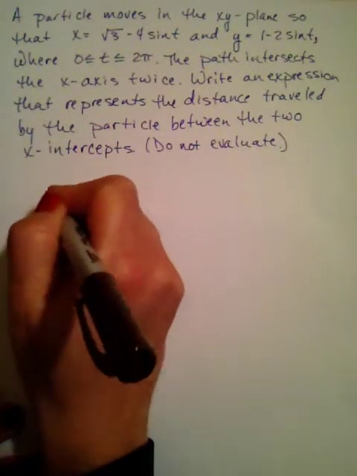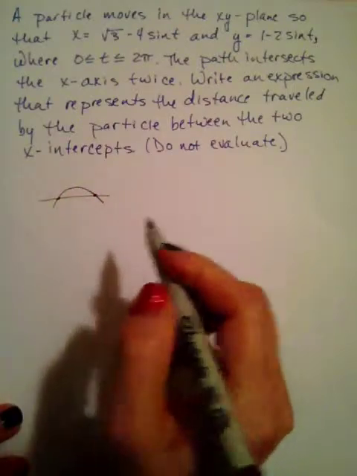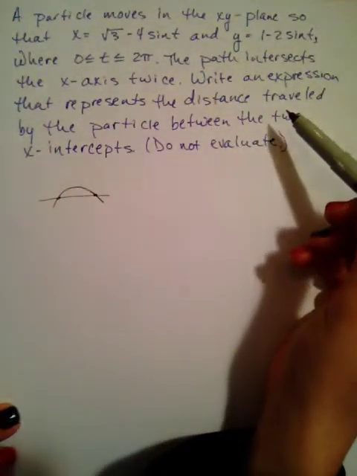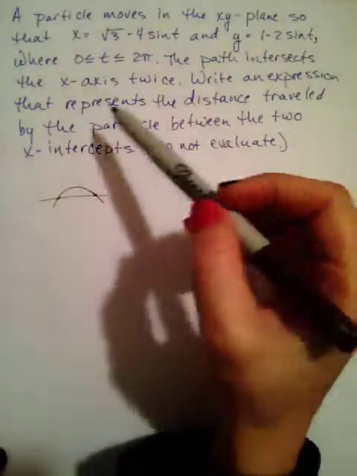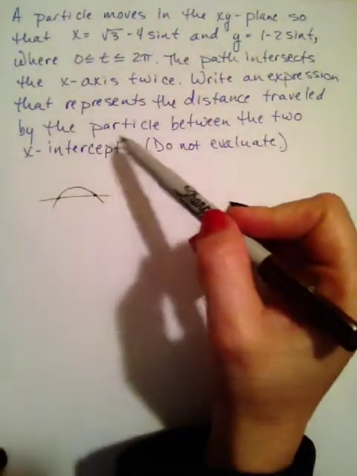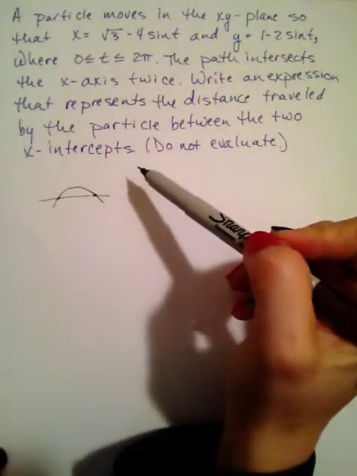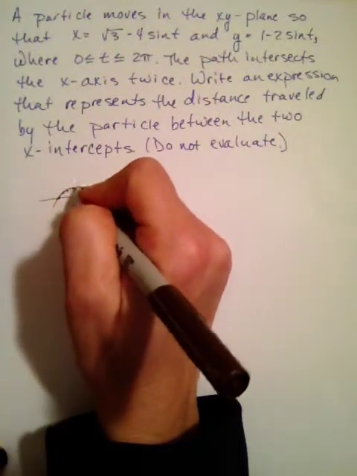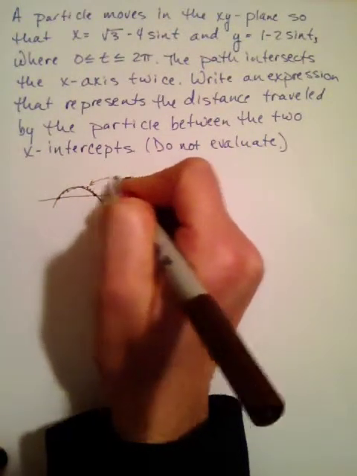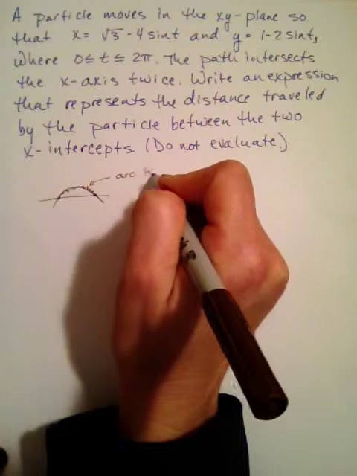It could go up and come back down, or go down and come back up. It doesn't matter for what we're talking about here. Write an expression that represents the distance traveled by the particle between the two x-intercepts. So we're talking about this distance here, which is the arc length.